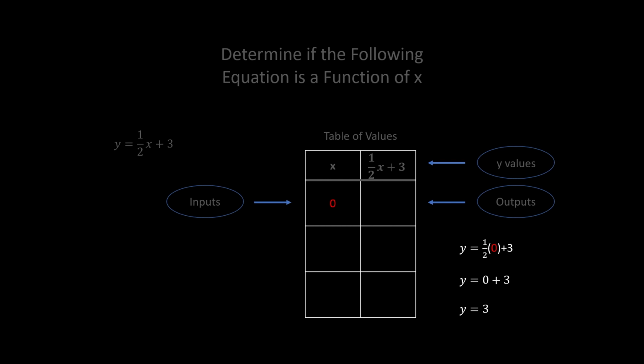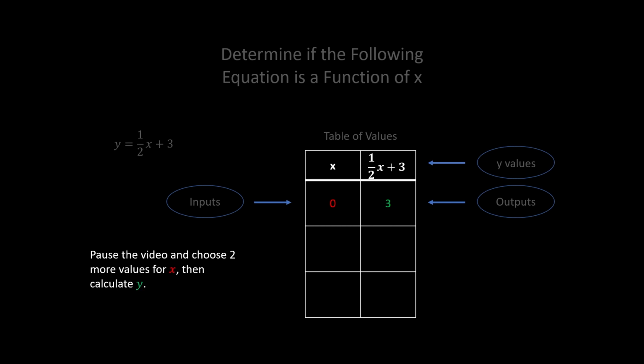Once we solve for y, we're going to plug that value into the corresponding spot in the table. So we chose 0, we plugged 0 into the equation, we solved for y, or we did the calculations, and we got y equals 3 and plugged that into the table.